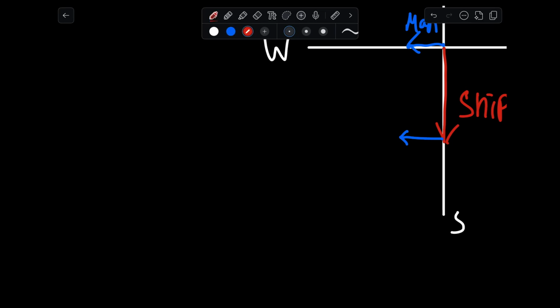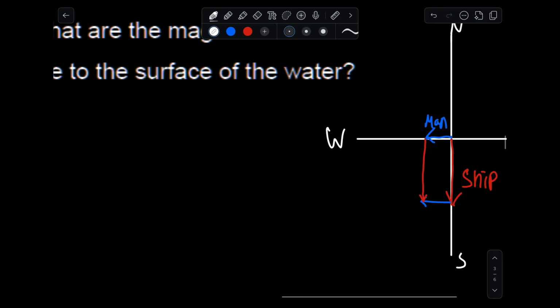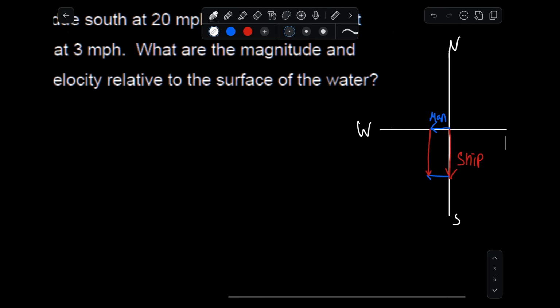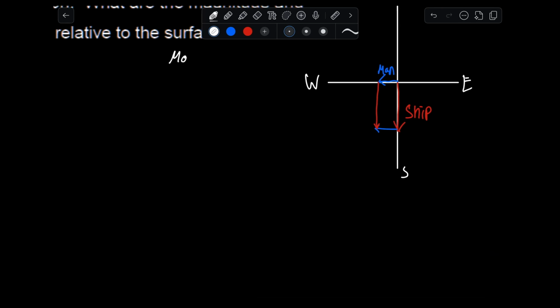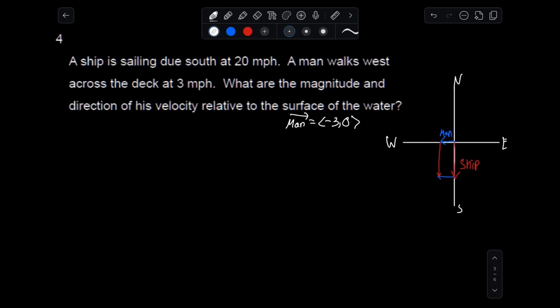And then same thing, we're just gonna draw this down like that. And now we have our new final location, right? What we can also do is say that our vector is constant in both cases, in either the x or y. So we can say that the vector of the man, M, is a vector equal to negative 3, 0, because the man's going 3 miles per hour west.